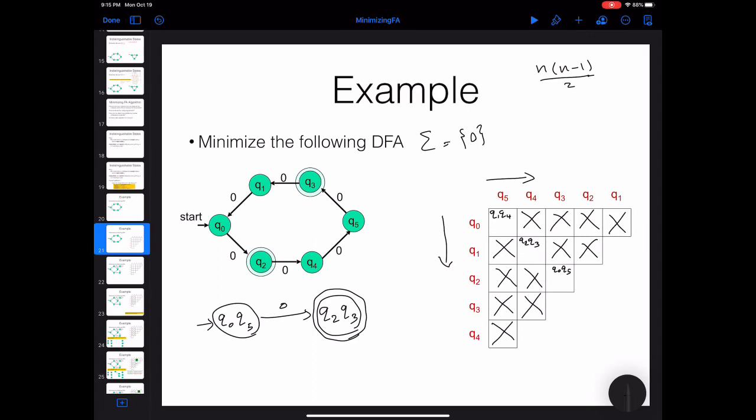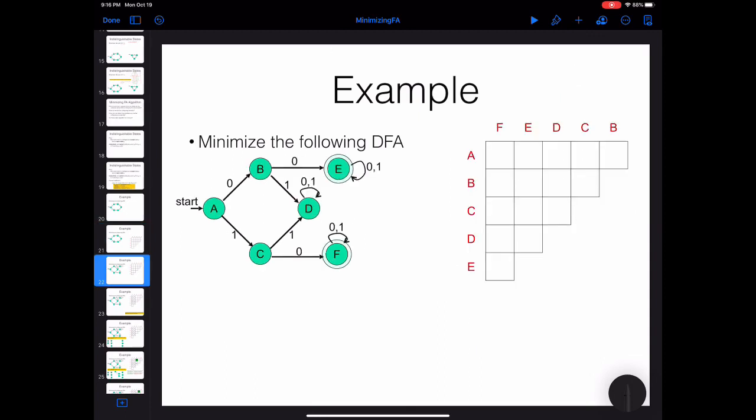And from Q2, Q3, over the transition of 0, you are going to another state, Q1, Q4. And from Q1, Q4, over transition 0, you are going to another state, Q0, Q5. And this is going to be the final minimized DFA for the original DFA that we got.